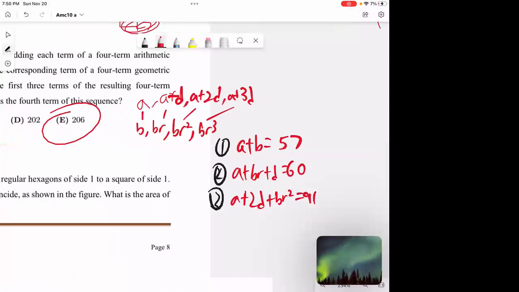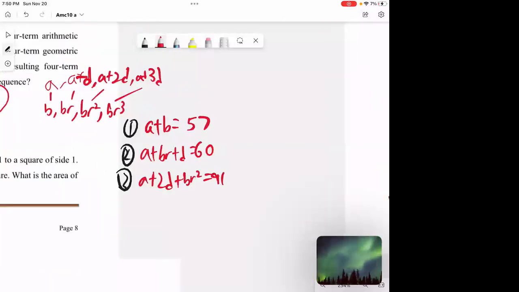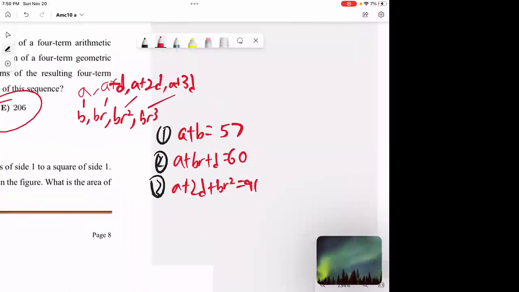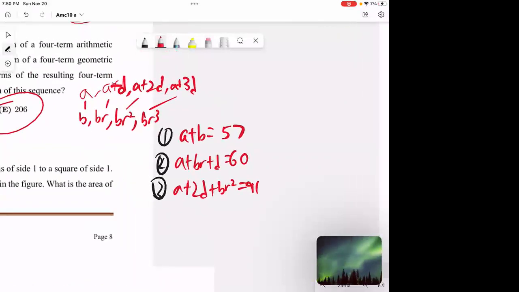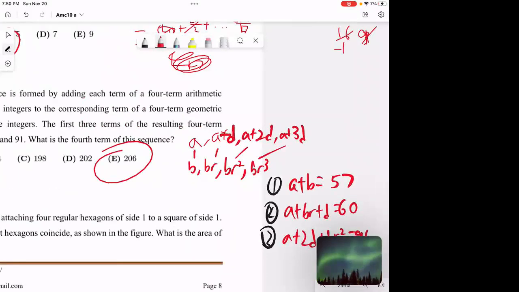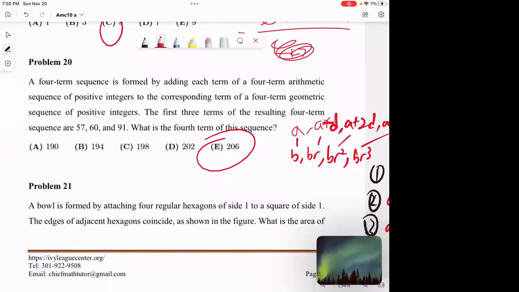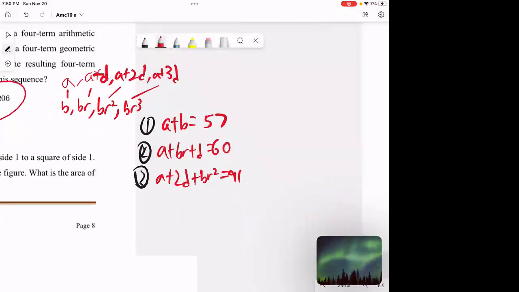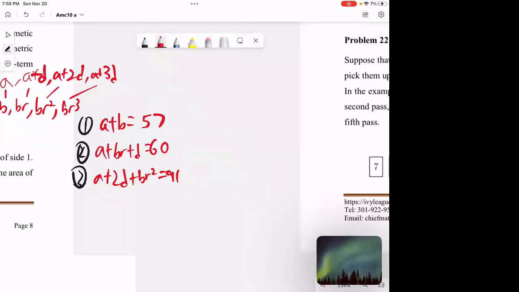So let's redo this. A plus B is 57. A plus BR plus D is 60. Equals 60. And then A plus 2D plus BR squared equals 91. So the difference between 1 and 2 is BR minus C plus D equals 3.